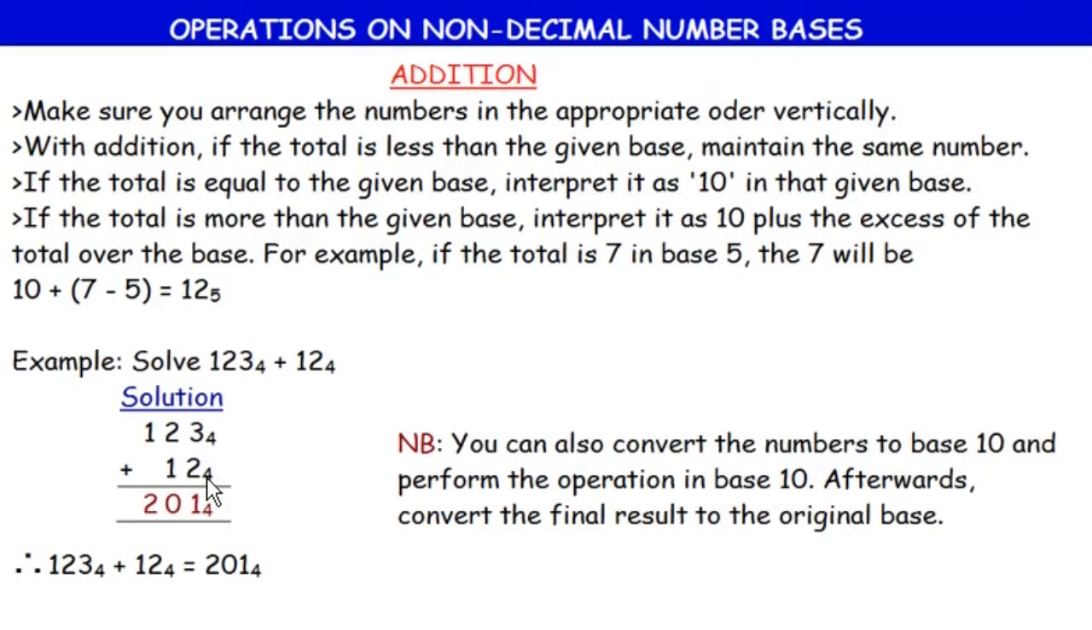But because we are performing the operation in base 4, we have to convert the 5 to base 4. A shortcut you can use is that 5 is 11 in base 4, because we said if the total is more than the given base, you interpret it as 10 plus the excess of the total over the base. What is the excess of 5 over 4? It is 1. So 5 is 1 more than 4, and 1 plus 10 is 11.